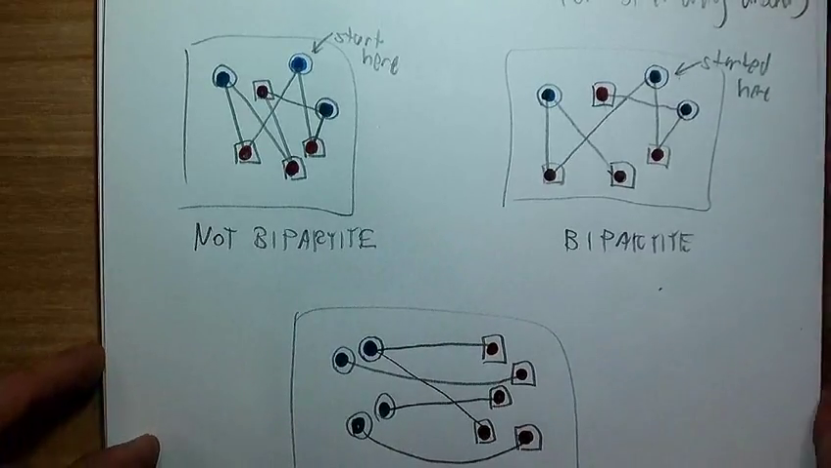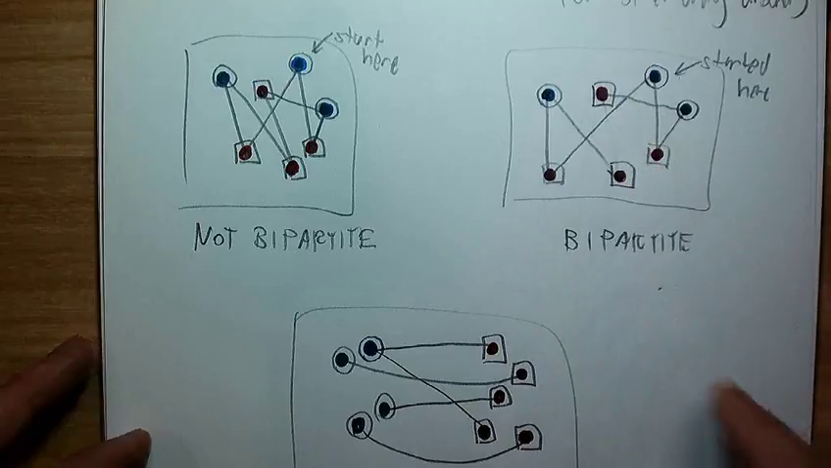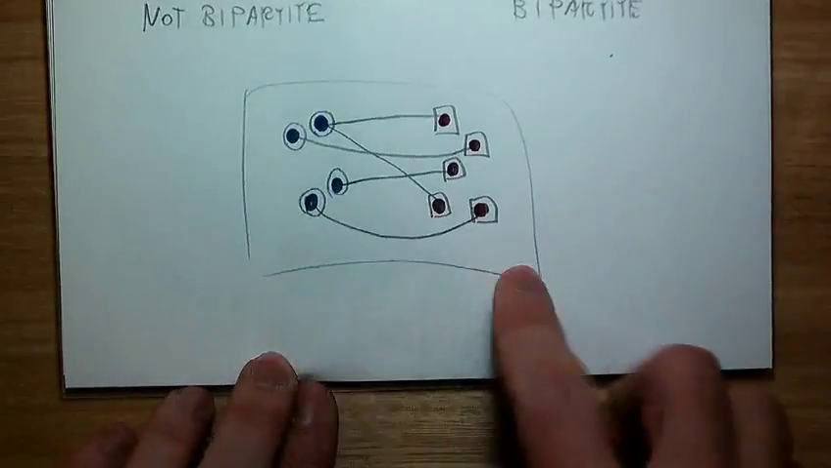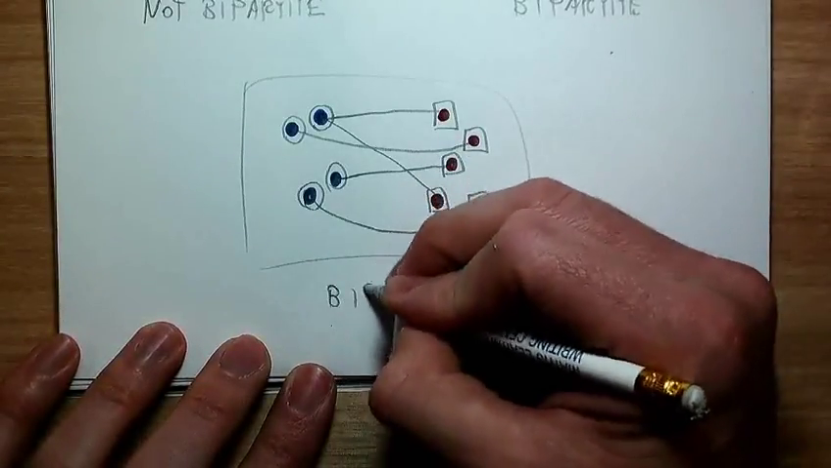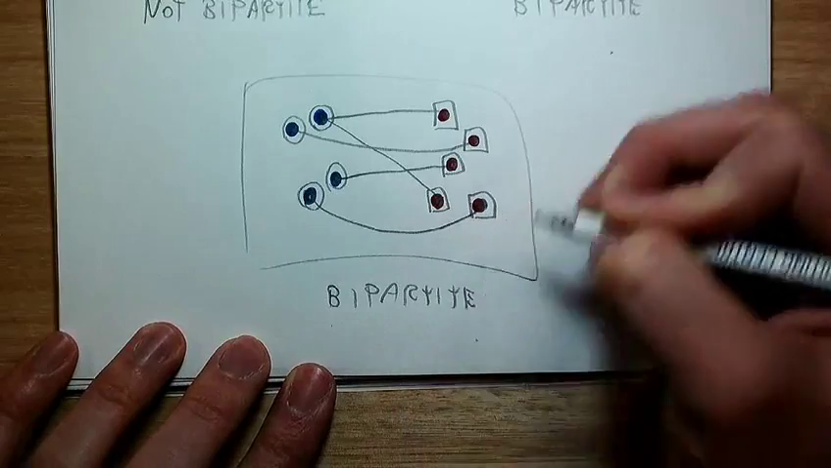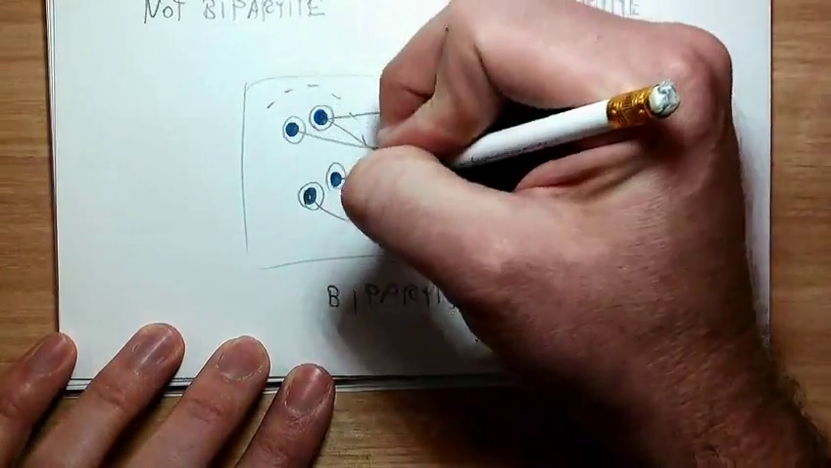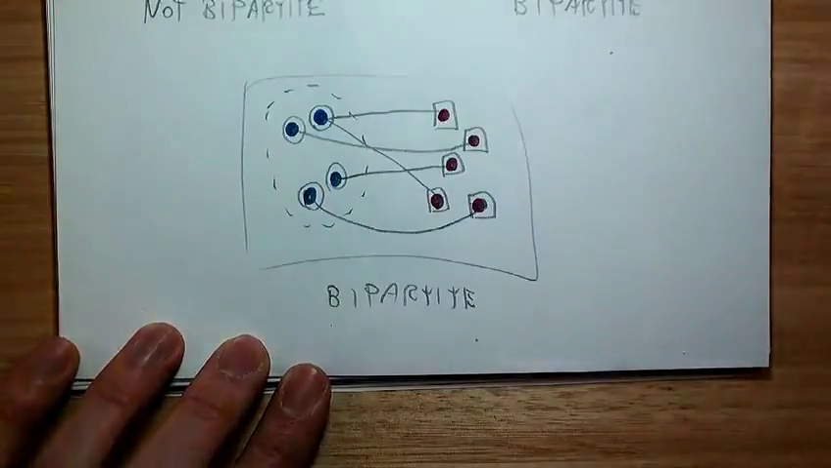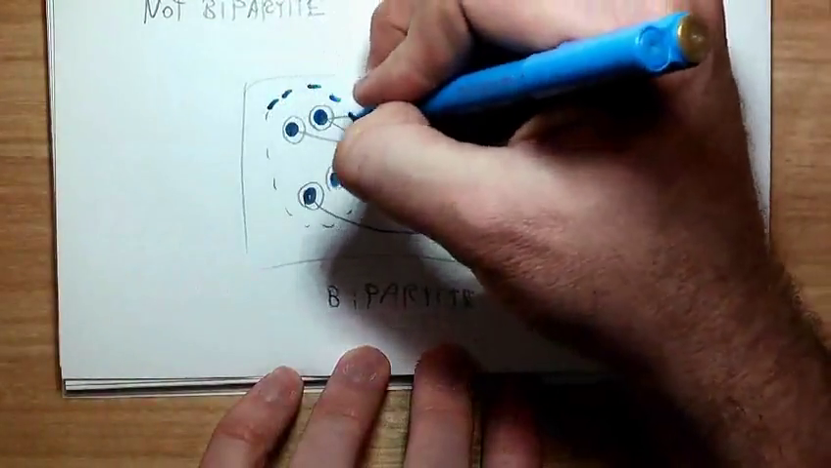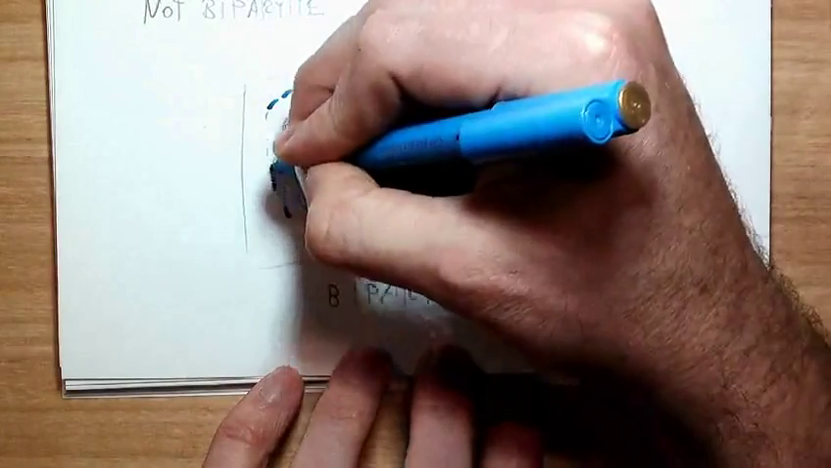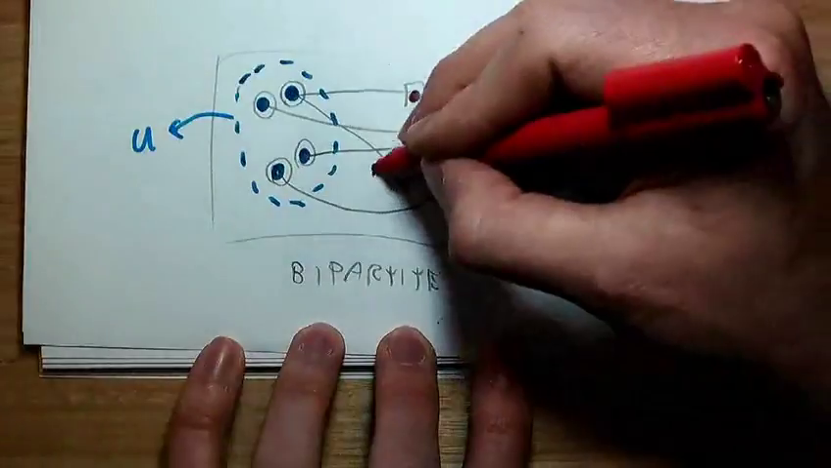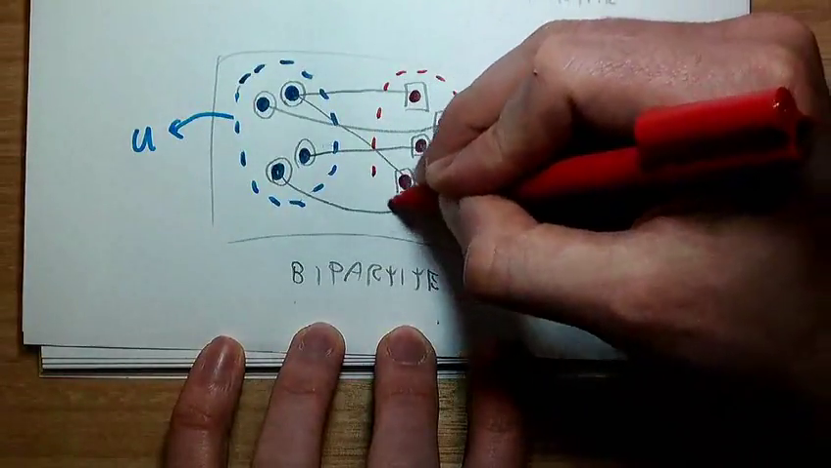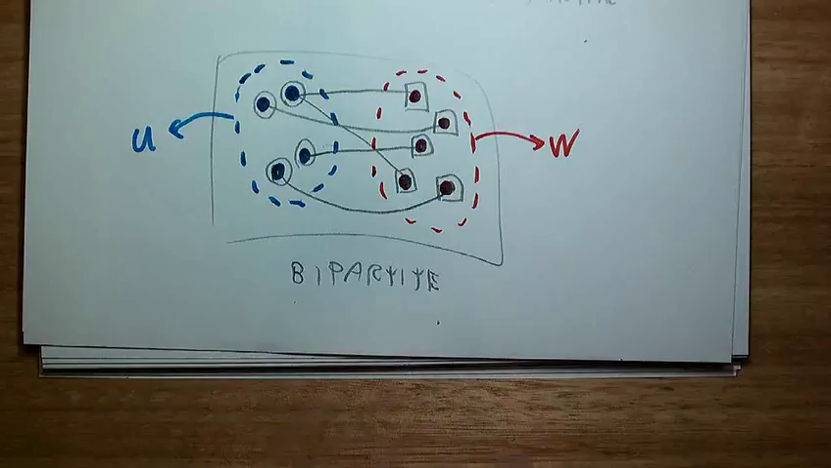But there's nothing stopping you actually drawing them mingled in with each other. It's just easier to imagine it when they're not. And so what we have is that this one over here, I might even do it in blue, that might be my U, and this bit here would be my W. And all my edges go from U to W.